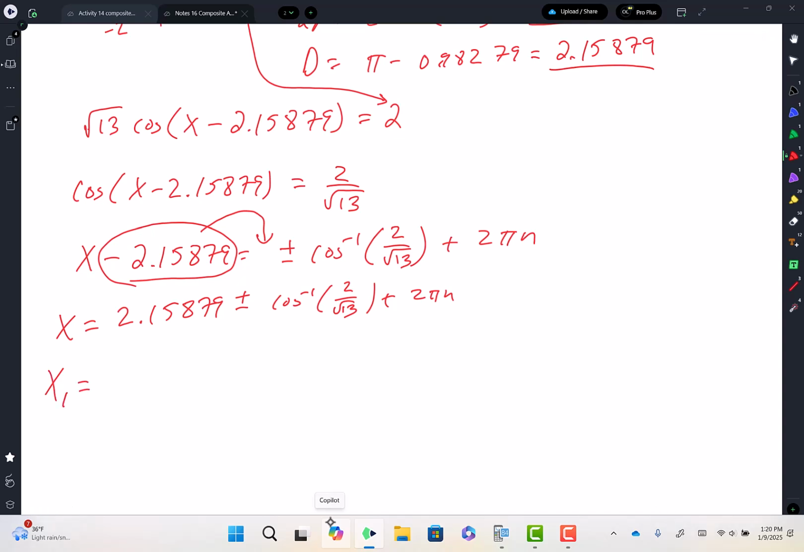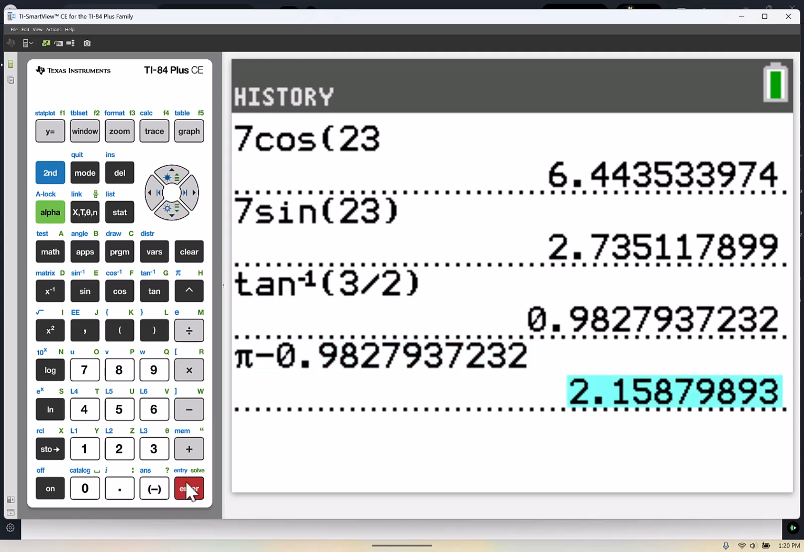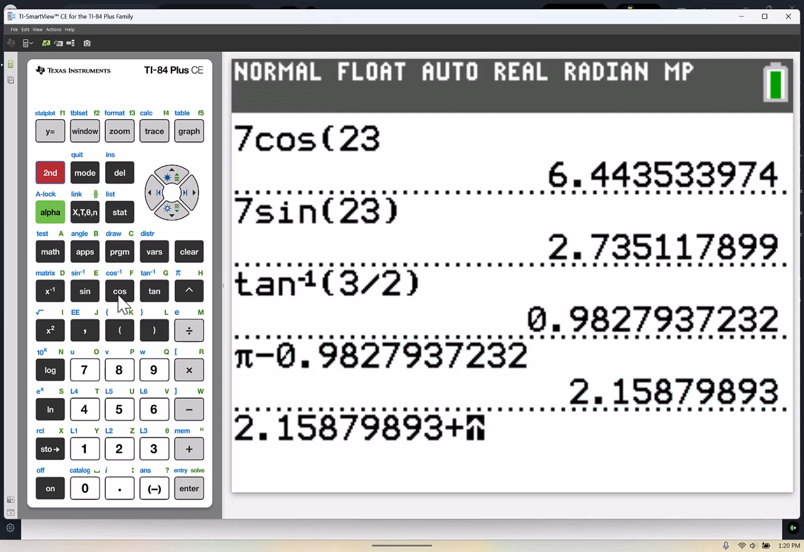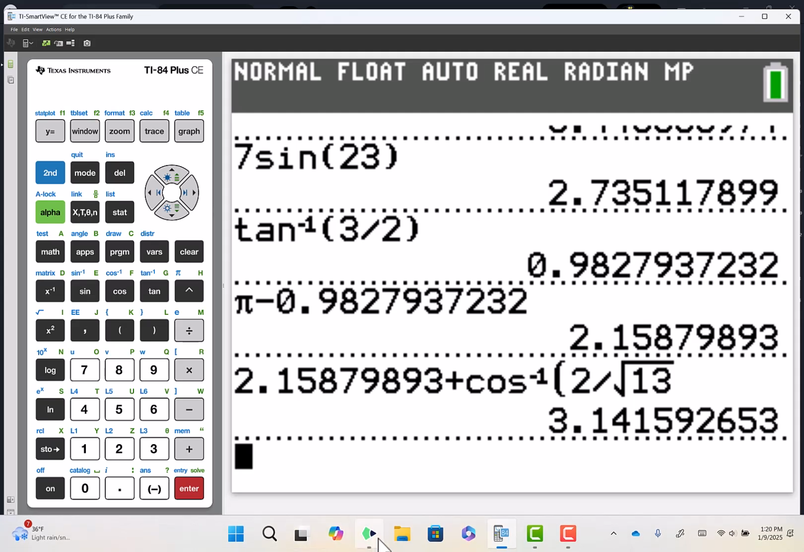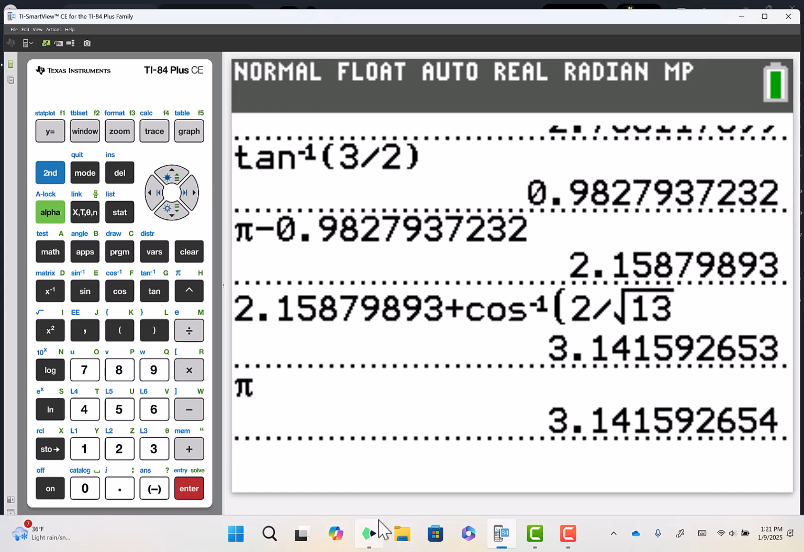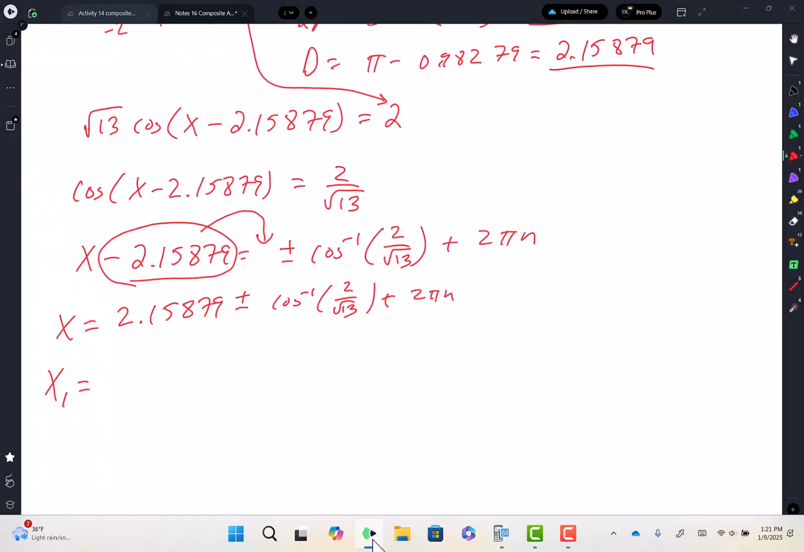X1. Take the 2.15879 and add the arc cosine of 2 over square root of 13. So here it is. I'm going to take this number, so I scroll up. Enter. Plus second arc cosine, 2 divided by the square root of 13. And that's it. Just go that far. Enter. Oh, I put a parenthesis. Oh, it doesn't matter, I don't think. And there, oh, look, that looks like pi. 3.14. I bet you that is pi. Yeah, it's pi. It's just that it's rounding or cutting off somewhere, but it's pi. 3.1415. I'm just going to write it as 3.1415 plus 2 pi n.